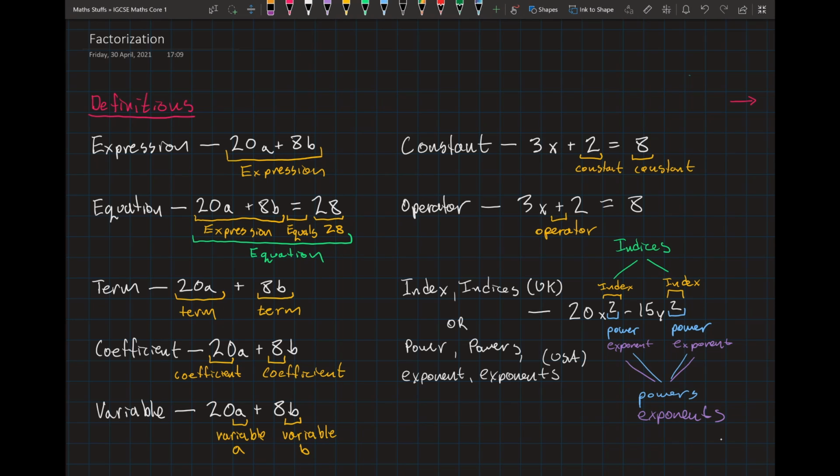Alright, the next one is the operator. So an operator is going to be anything that is like a plus, a minus, a multiplication, or a division symbol. So we've got plus, minus, multiply, and divide.